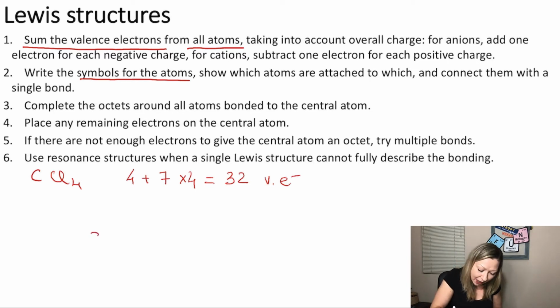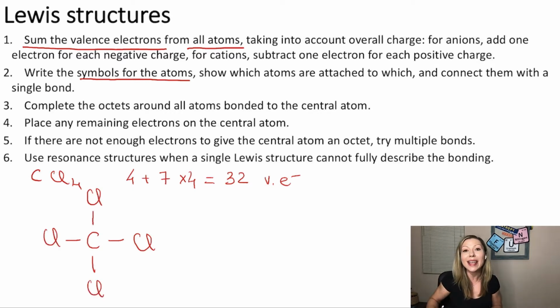Okay, so carbon is our central atom, and we are going to use bonds to connect it to the chlorine atoms. Remember that each bond actually contains a pair of electrons. So for each bond that I drew, I have to count 2 electrons. So in this Lewis structure, I already used up 8 electrons in 4 bonds. So I have to subtract that from the 32 valence electrons, which is going to leave me with 24 valence electrons.